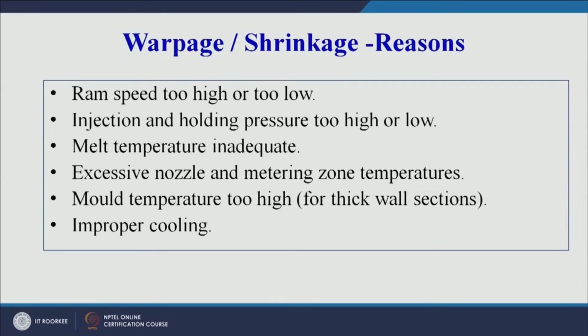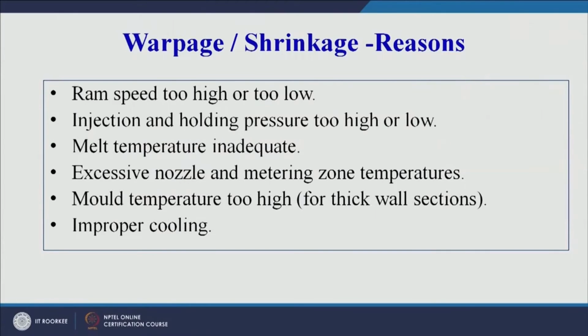Now what can be the reasons for warpage and shrinkage? Ram speed too high or too low. Ram speed, we can say, if we are using a plunger type of arrangement for pushing the molten plastic into the mold cavity, so that speed, if it is too high, it can lead to warpage and shrinkage, and if it is too low, again we can get warpage and shrinkage. Therefore it is important to judiciously select the ram speed.